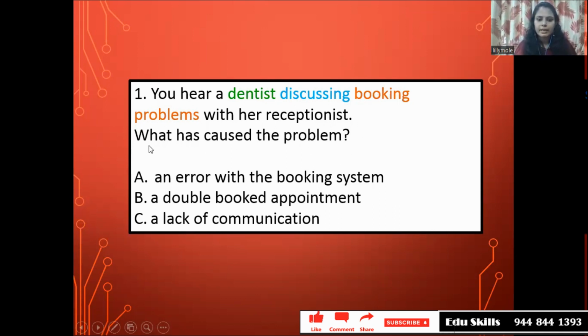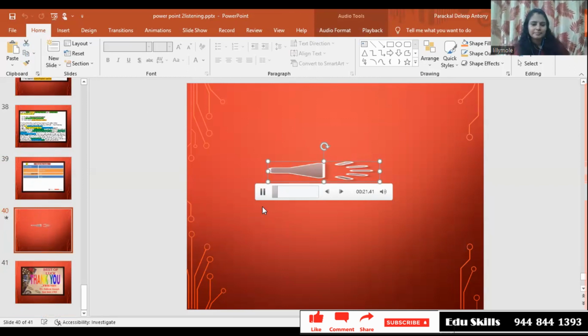So what is the question? What has caused the problem? They are asking about the cause. That means there will be some reason for this problem. The options are an error with the booking system, a double booked appointment, and a lack of communication. So what are the keywords here? Communication, double booked appointment, error with the booking system.